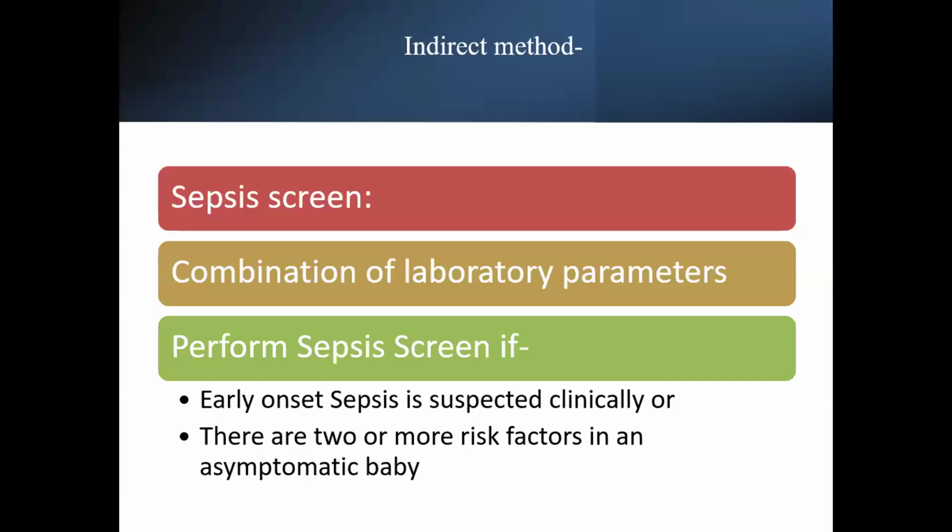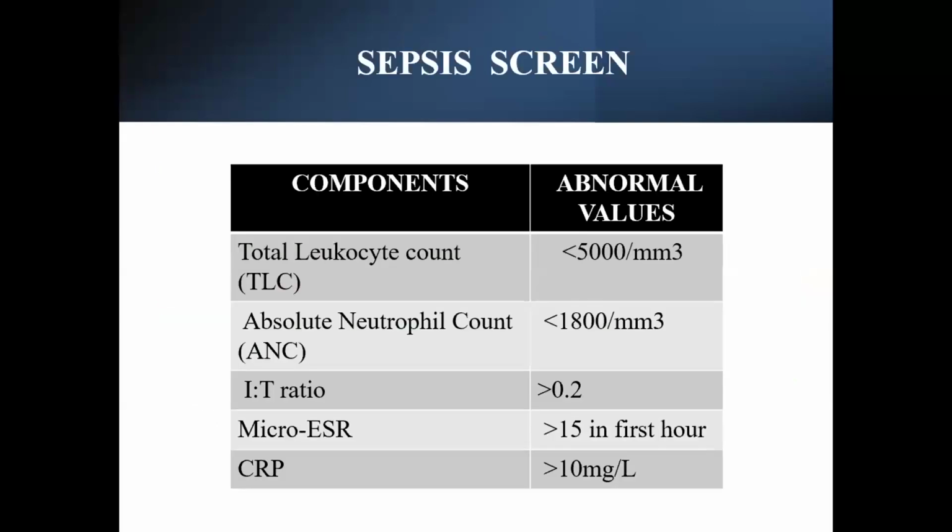So micro ESR, there will be a fall of more than 15 millimeter, but you need special centrifuge tubes, microcentrifuge tubes, for getting that. And CRP, our most favorite marker. So we keep a cutoff of more than 10 milligram per liter, and if it is more than 10, then it is taken as positive. So we all know that, these are the common findings. If two or more are positive, then we label it as sepsis screen positive.